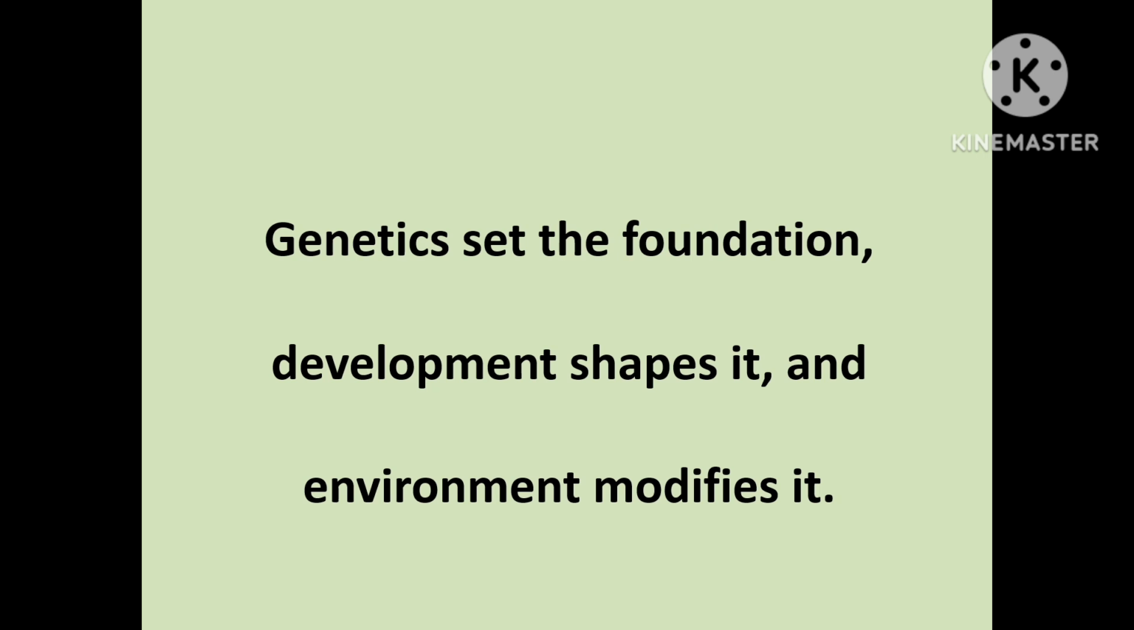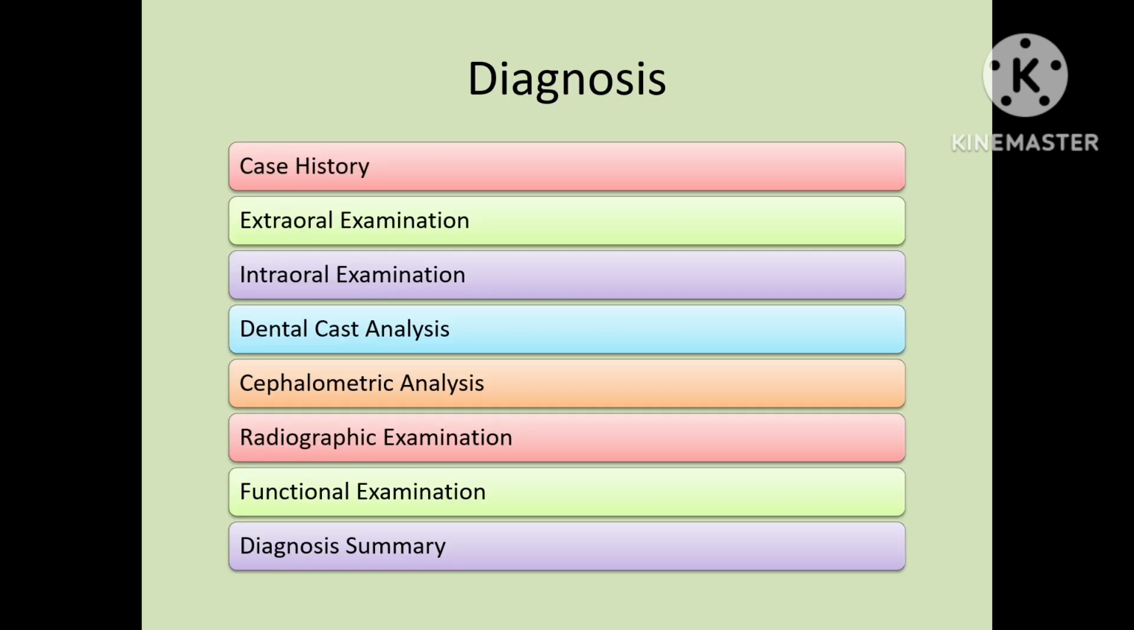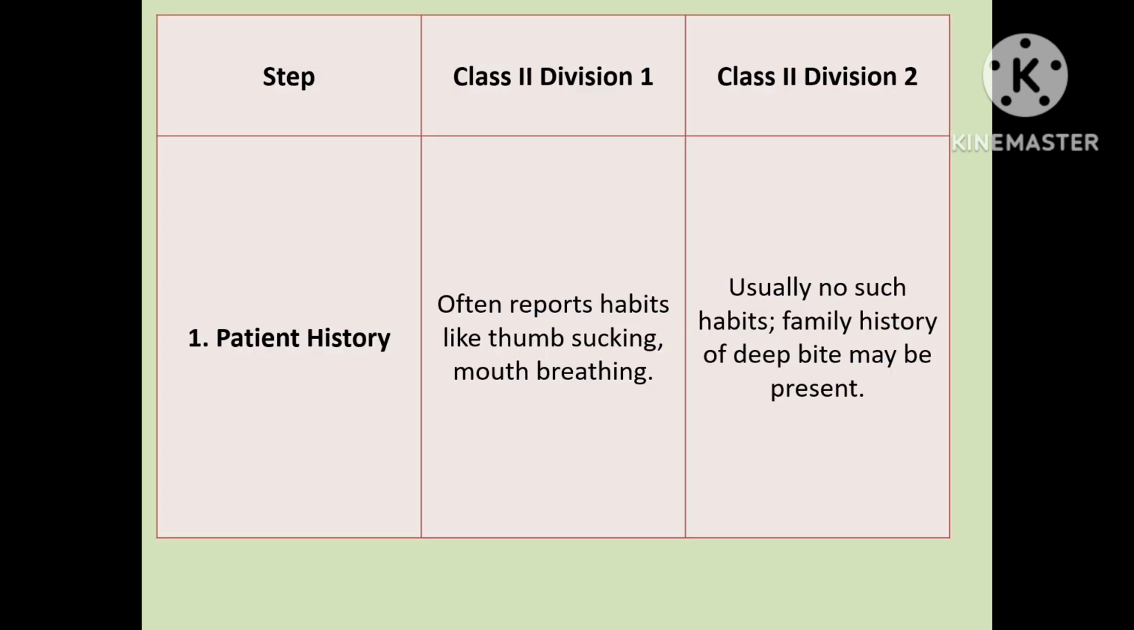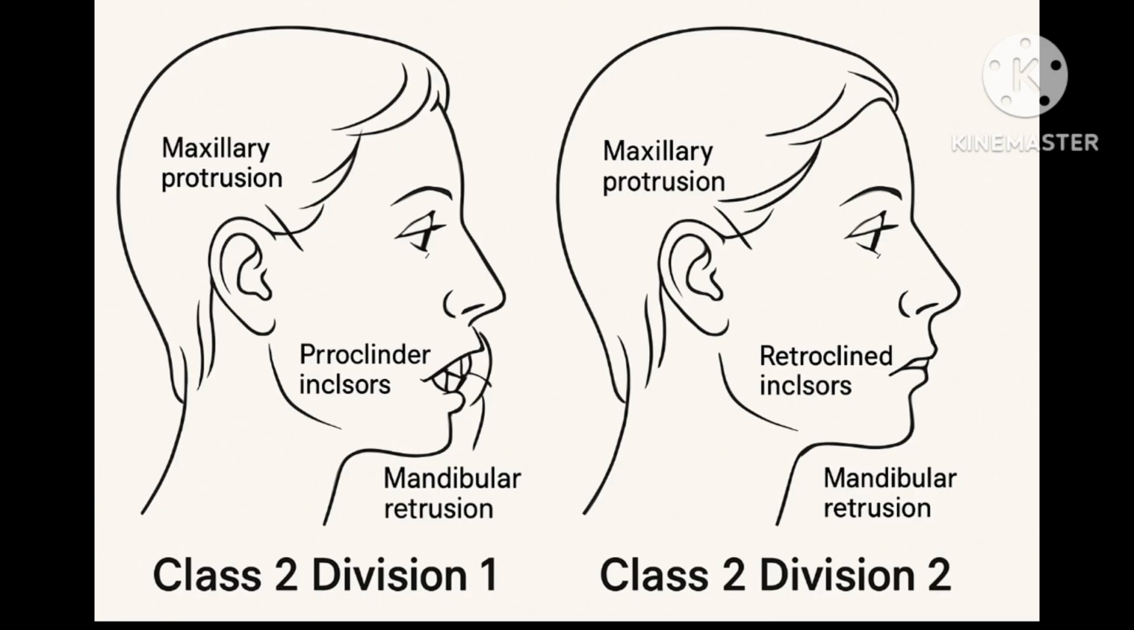Class II malocclusion diagnosis begins with the patient history, where Division 1 is often linked with habits such as thumb sucking, mouth breathing and tongue thrusting, while Division 2 usually lacks such habits. Extraoral features in Division 1 include a convex profile, lip incompetence and marked overjet, whereas Division 2 shows a straighter profile, competent lips and sometimes a prominent chin.